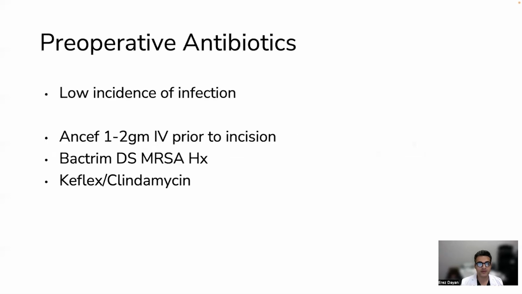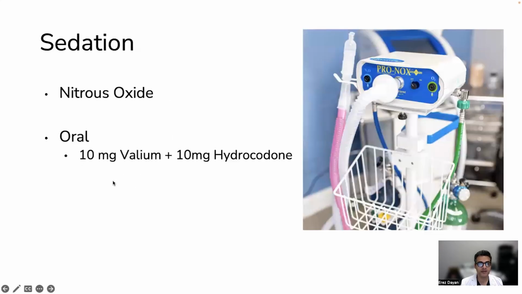So intraoperative considerations: we always give preoperative antibiotics. This procedure has a very low incidence of infection to begin with, but we want to minimize it as much as possible. So typically, if the patient has an IV, we'll give them Ancef 1 to 2 grams prior to any incision. If they don't have an IV, we'll give them either Bactrim or Keflex or Clinda.